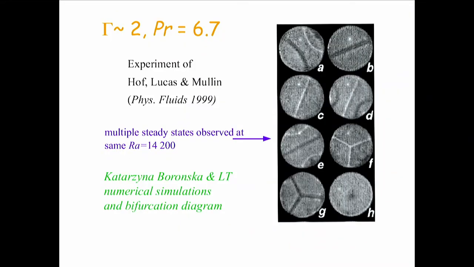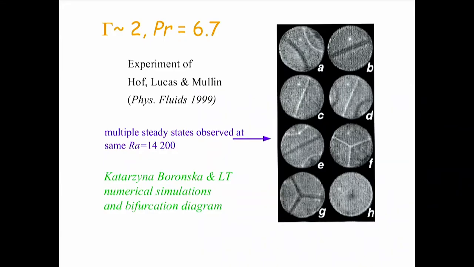This is the convection pattern seen from above, like this. The white is hot fluid rising. The black is cold fluid falling. And so you see structures that are about the same size, about this size or this size. The wavelength is about common. But you can see that the pattern itself is quite different.